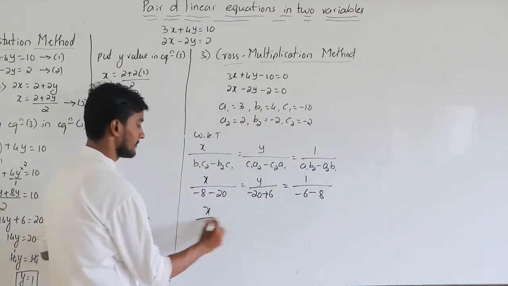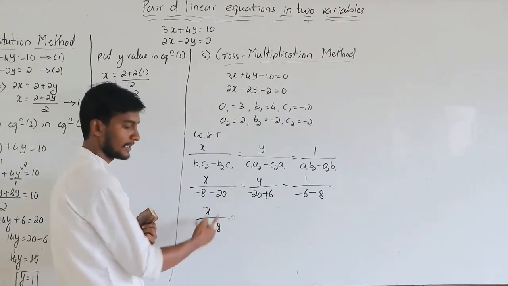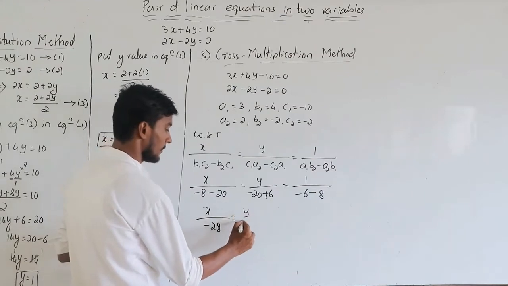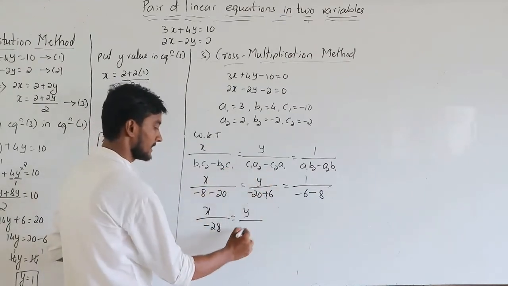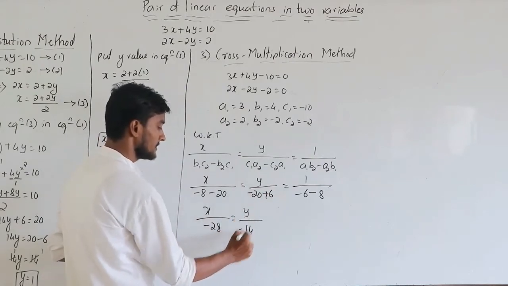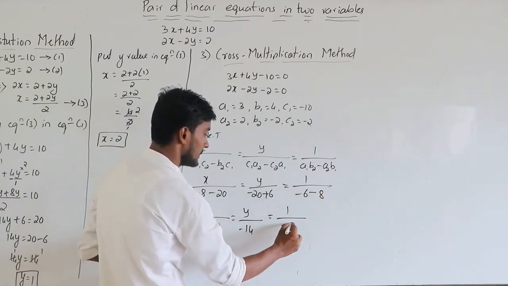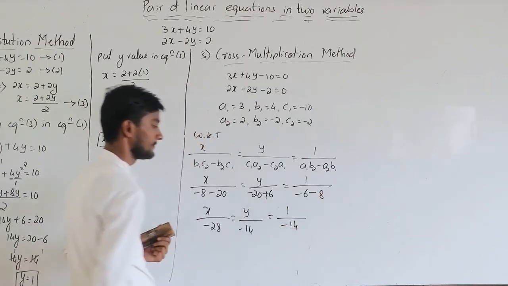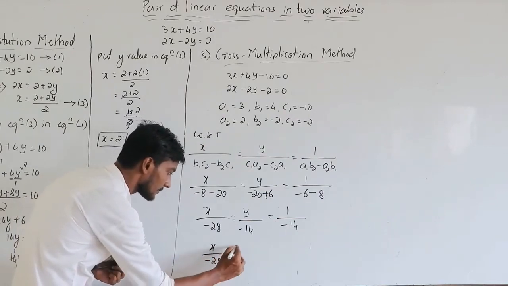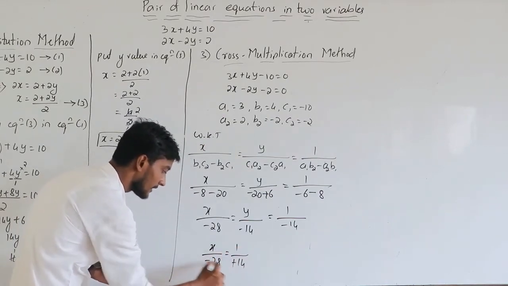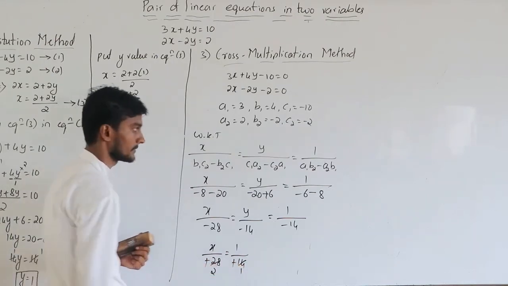So x divided by minus 8 minus 20 is minus 28, because both are minus, add and put the minus sign. y divided by minus 20 plus 6: one is minus, one is plus, so subtract them. 14, bigger number sign is minus. Is equal to 1 divided by minus 6 minus 8, which is minus 14. So x divided by minus 28 is equal to 1 divided by minus 14. Minus minus will get cancelled. 14 ones are 14, 14 twos are 28.